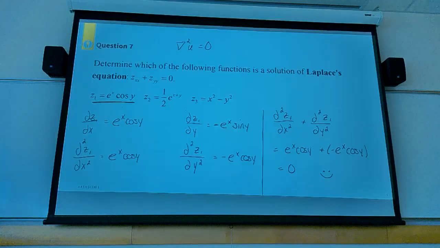It's a solution. By the way, such an equation, Laplace's equation, is a partial differential equation. Sadly, methods of solving partial differential equations are not as easy as for ordinary ones.